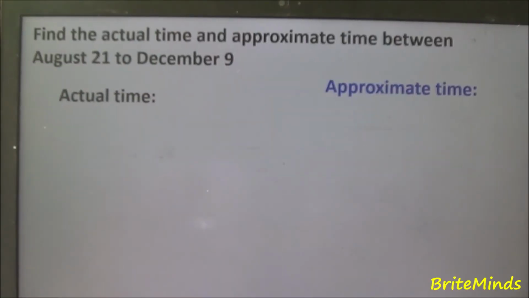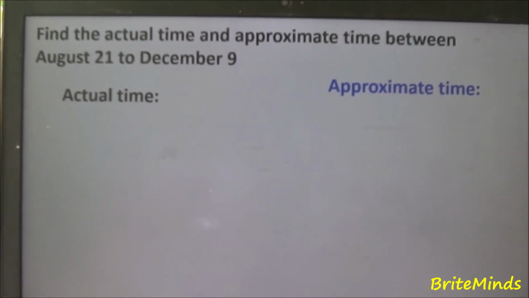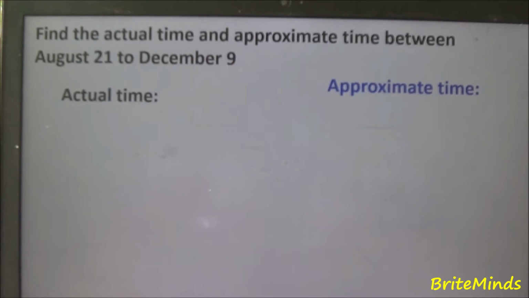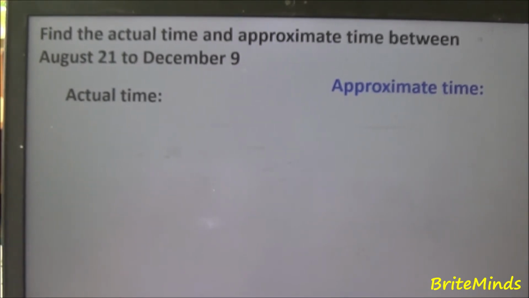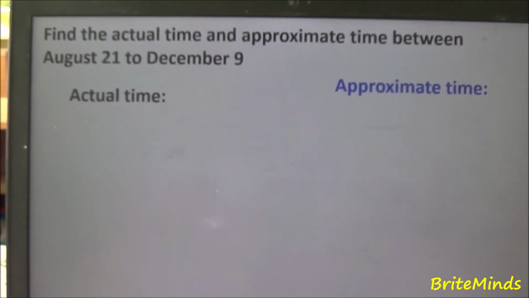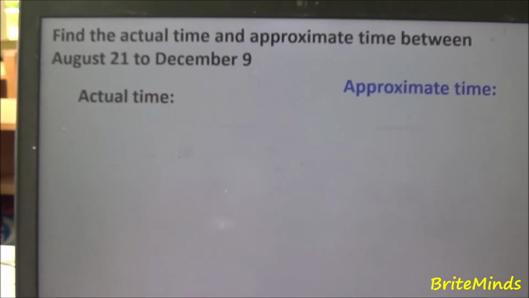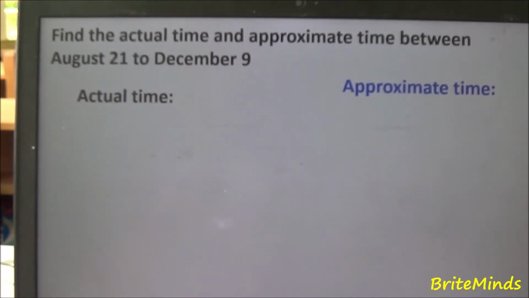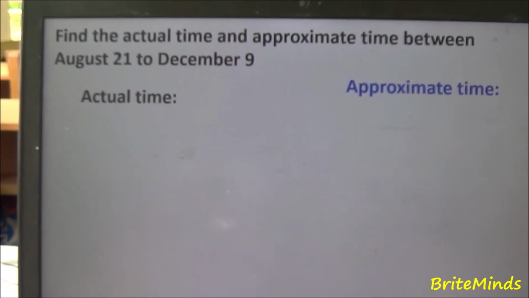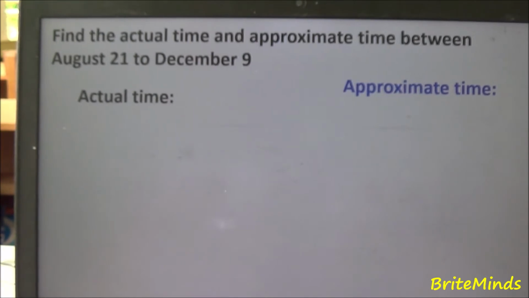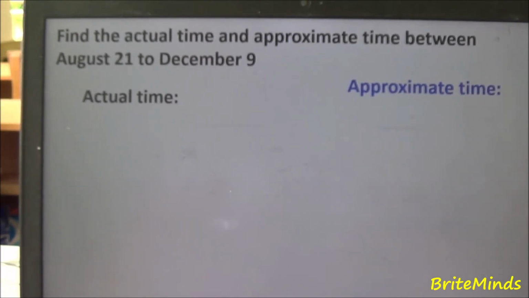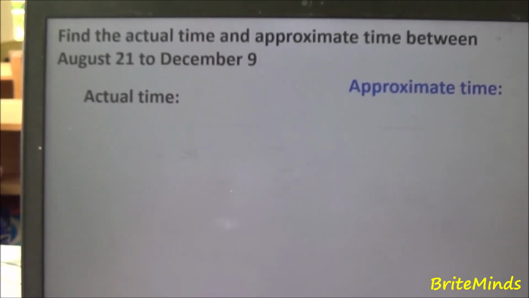We have here an illustration. Find the actual time and approximate time between August 21st to December 9th. Let us determine first the actual time. And also, guys, try to remember the poem. 30 days have September, April, June, and November. The rest have 31 except February, which has 28 or 29.